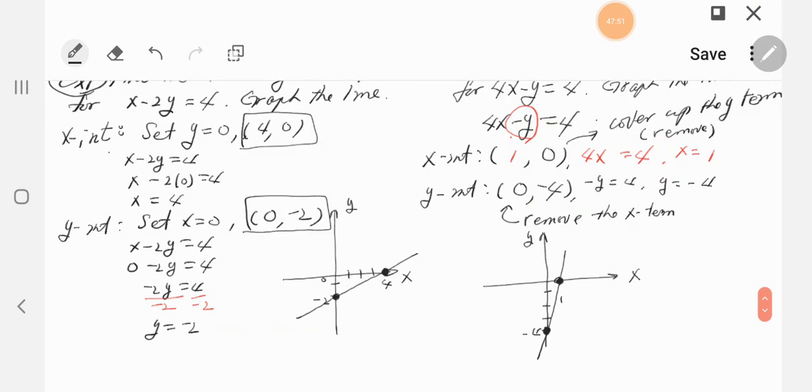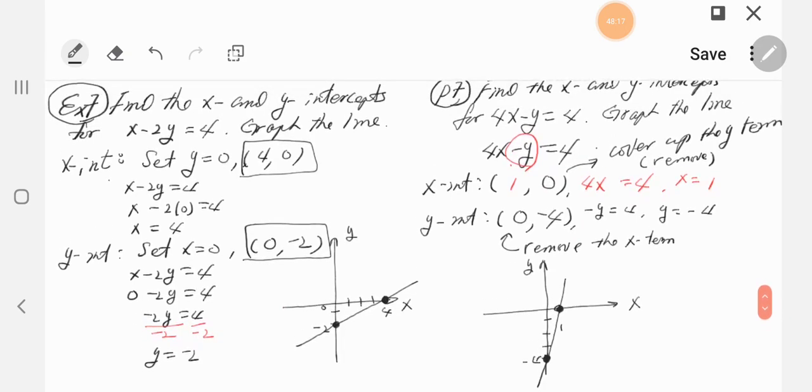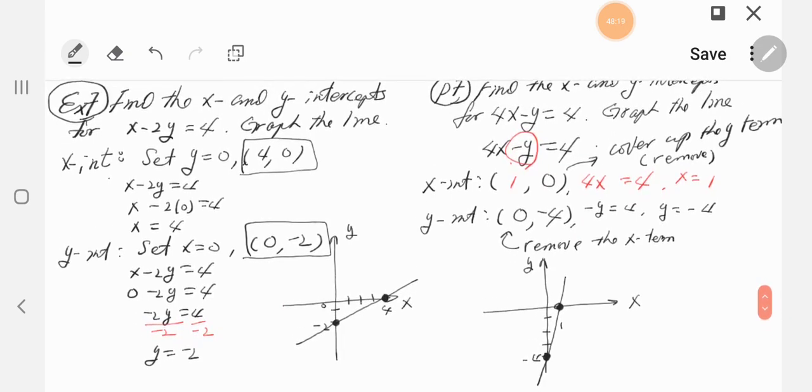Okay, so when we have an equation where the x term and y term are on the same side, then find the x-intercept and y-intercept. Just remove the y term to find the x value, the x-intercept. And to find the y-intercept, we have to set the x value equal to 0. So remove the x term and find y. Okay. So practice this one. This is not hard. Just practice, practice, practice.